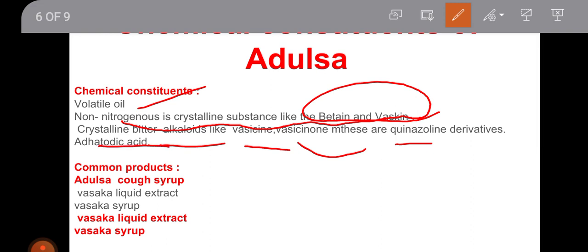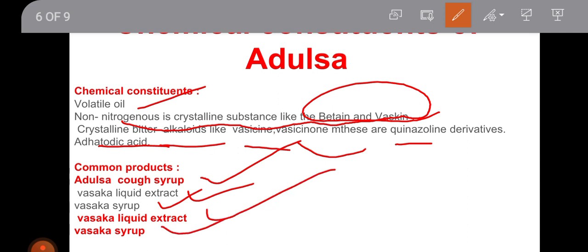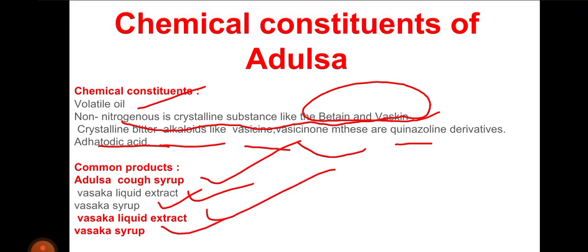Common products that we can prepare with the help of this Adulsa plant, or that are already prepared by many people, are Adulsa cough syrup, Vasaka liquid extract, and Vasaka syrup. Vasaka liquid extract and Vasaka syrup we have already understood.